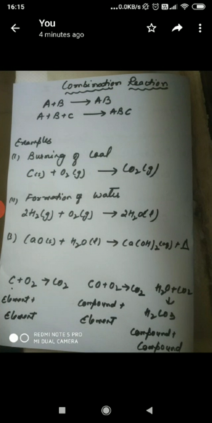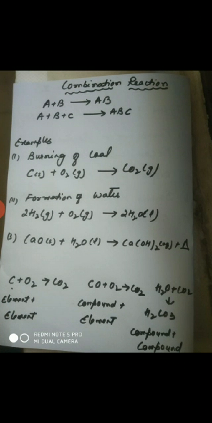A combination reaction is when two or more reactants react to form a single product. See the example: when two reactants, A and B, react, they form AB. And when three reactants, A, B and C, react, they form ABC. In both cases, the reactants are combining to form a single product.